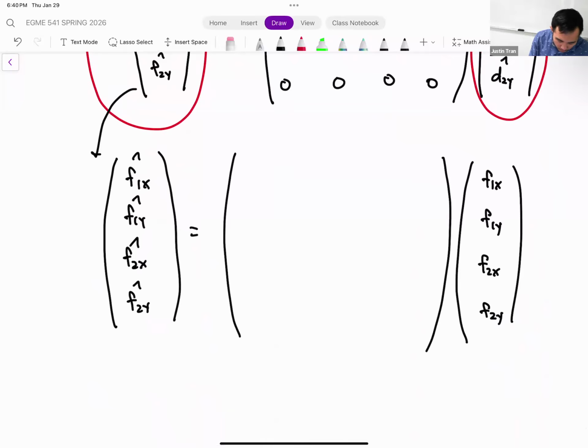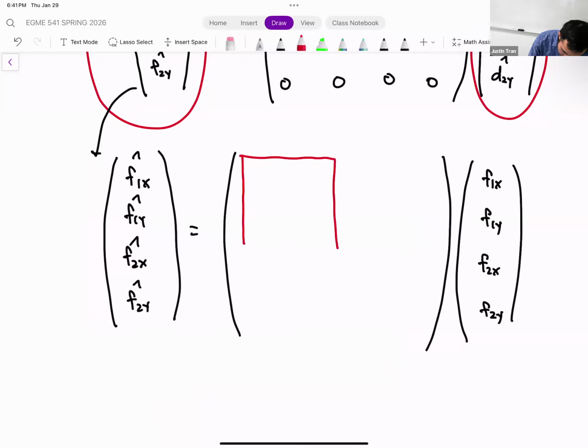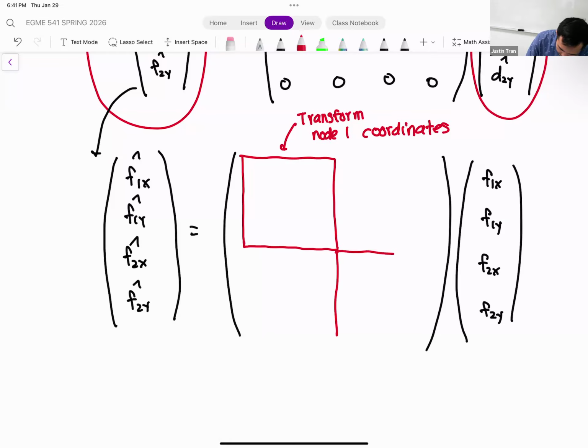So the way that we're going to do that is we're going to take advantage of the fact that F1x hat, F1y hat, F1x, F1y are both in the top 2 rows here. So we're going to apply one transformation matrix right here. That's going to transform the coordinates for node 1. And then we're going to apply the exact same transformation matrix down here. So this is going to transform our node 2 coordinates.